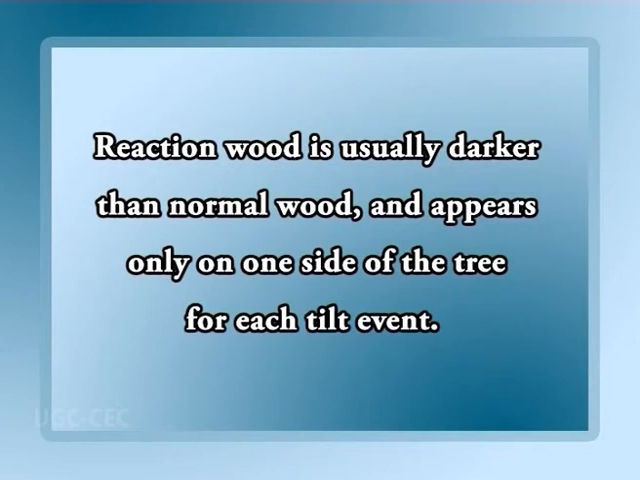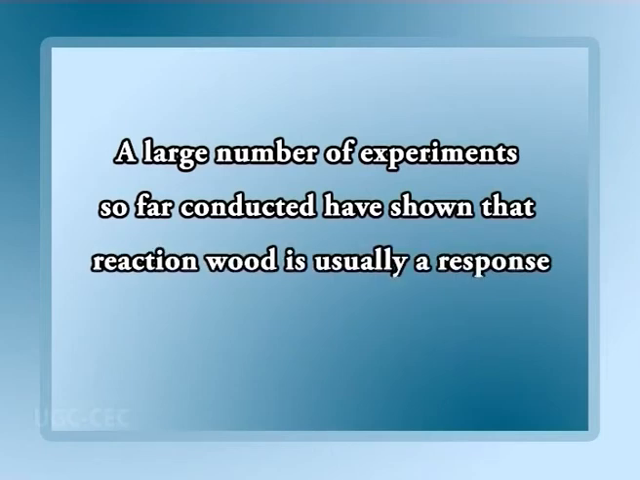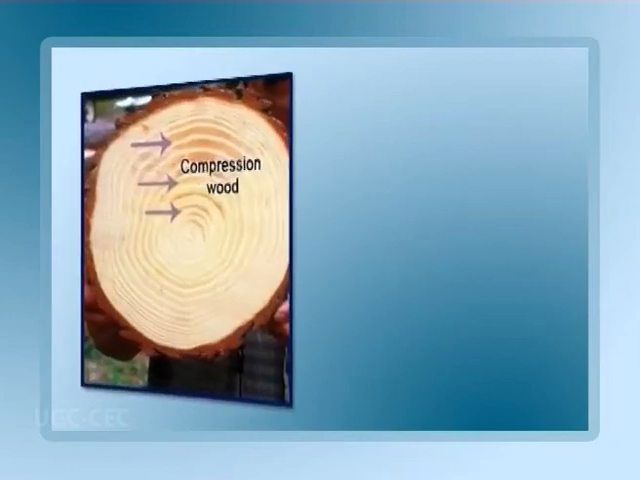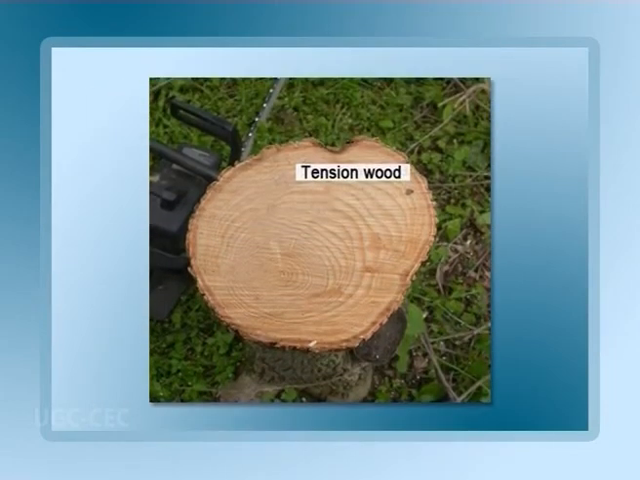A large number of experiments so far conducted have shown that reaction wood is usually a response to a stimulus to gravity. In gymnosperms, that's conifers, it develops on the underside of the leaning trunk or branch, while in dicotyledons, that is angiosperms, it develops on the upper side. Reaction wood of the conifers is termed as compression wood, and of the angiosperms it is termed as tension wood.